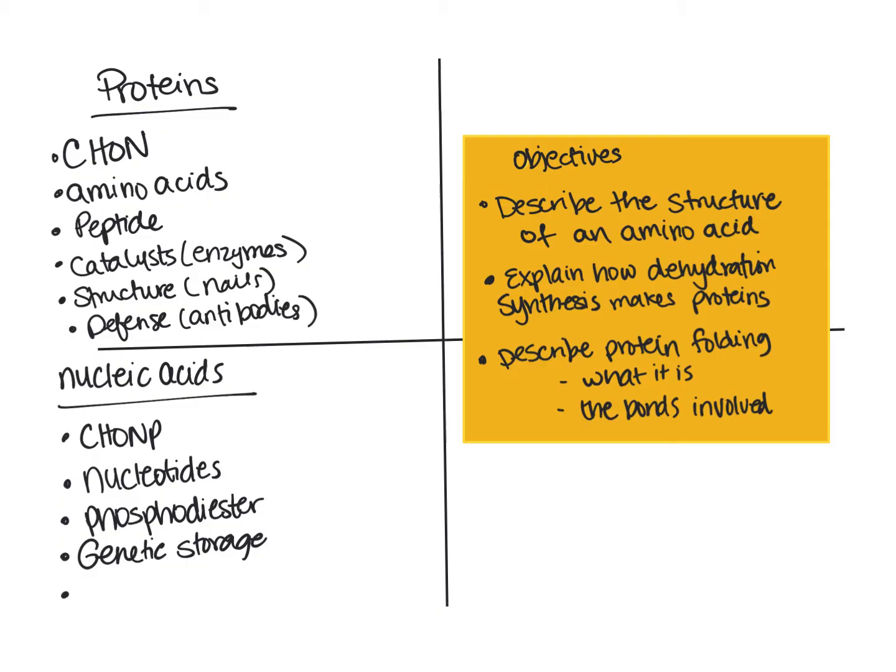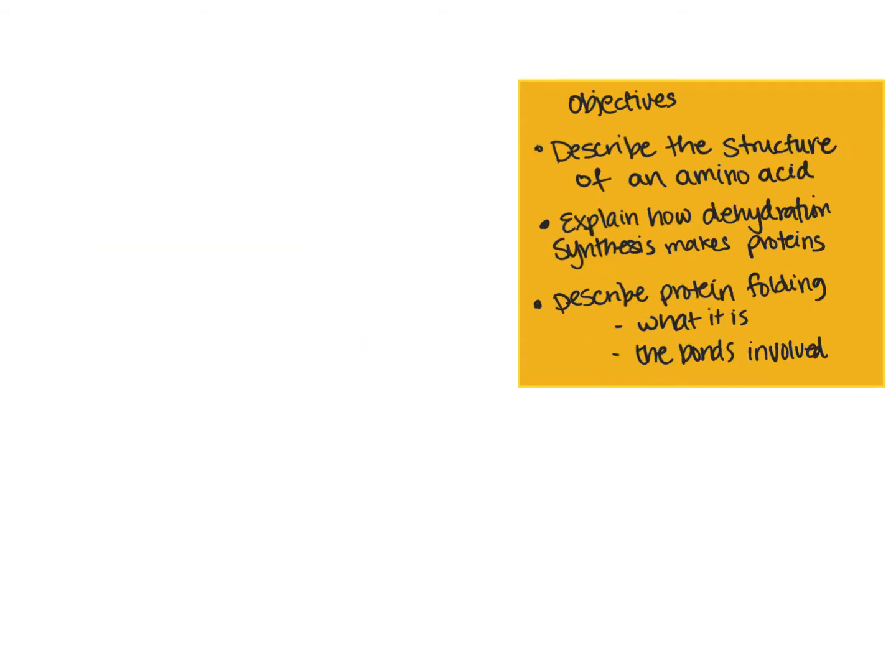So in this video, our objectives are to describe the structure of an amino acid, to explain how dehydration synthesis makes proteins, and to describe the levels of protein folding. We're going to talk about what the levels of protein folding are, and we're also going to talk about the bonding type for each level of protein folding. We're going to start with describing the structure of an amino acid.